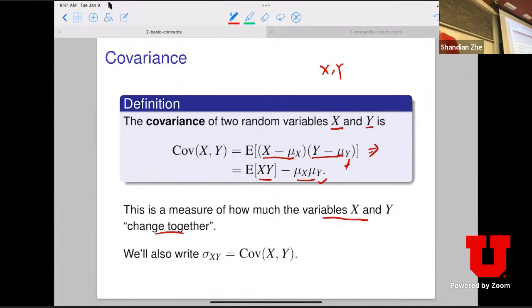So roughly speaking, if covariance is bigger than 0, it says that if x increases, then y has a larger chance to increase as well, on average. And if x increases yet y decreases on average, then the covariance is negative. And this is another notation: we use sigma xy to denote the covariance of x and y.